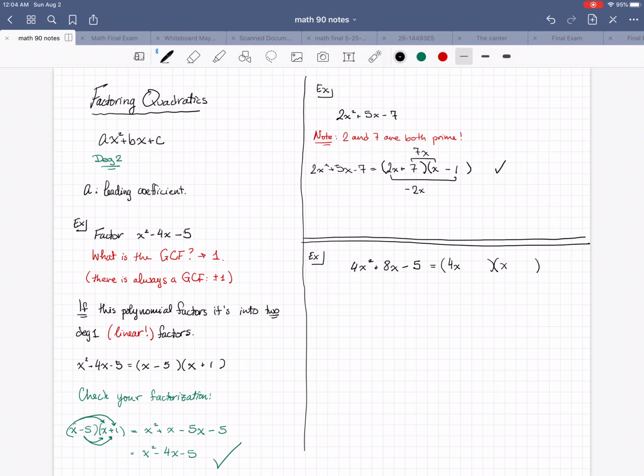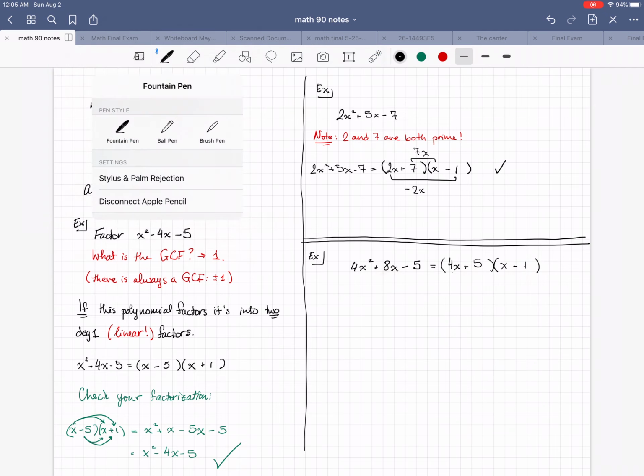Now, the minus 5, that's prime, thank goodness. So let's just, for the sake of argument, say that it's 4x plus 5 times x minus 1. Notice that that achieves the 4x squared in the front and the minus 5 in the constant term. So as before, the middle term has the last laugh. It's all about, does the x term come out to be positive 8x?